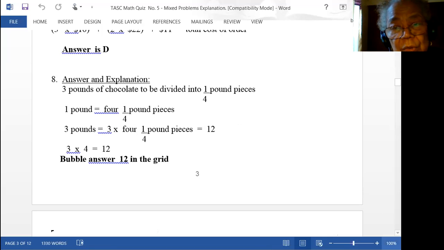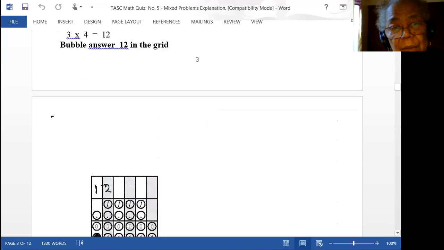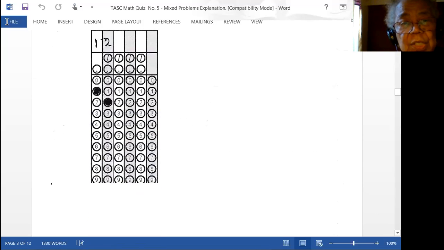Now let's just look at the grid. Here's the grid. Now notice we put the 12 here, and that's just so when we bubble in, we have some kind of guide here. But this is what is checked, where you bubble in the grid. So there's a 1 here, and there's a 2 here, and that's what the 12 would look like. Okay, let's go to the next problem.